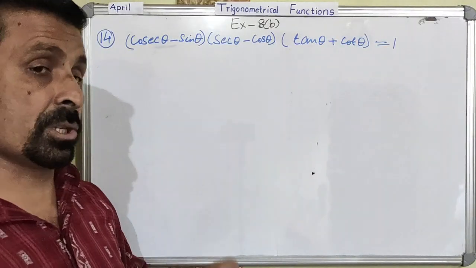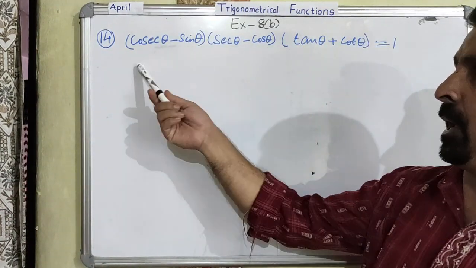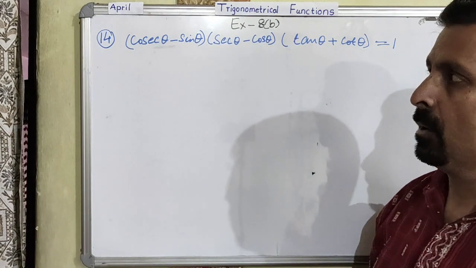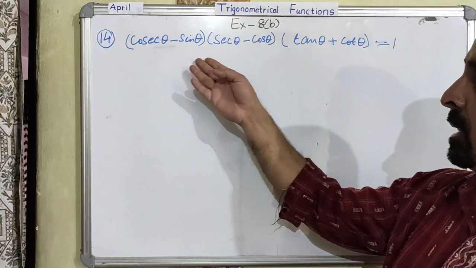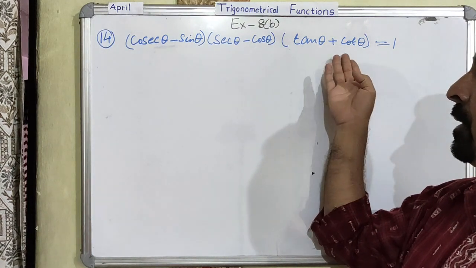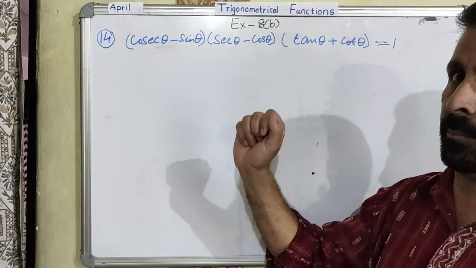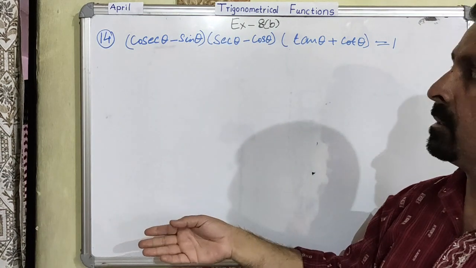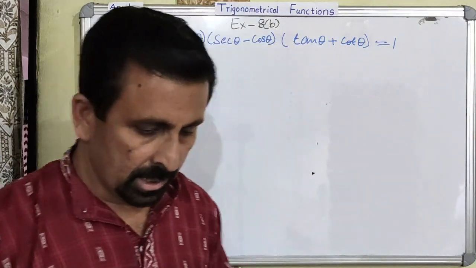Now the next question is question number 14. If you see this question number 14, we have such a lengthy left hand side and the right hand side is just 1, right? Obviously we have to start this question from the left hand side. But when we look at all these trigonometrical ratios, we understand that there is no identity for any one of these terms, right? Since we don't have any trigonometrical identity for any one of these terms, therefore we can try to solve this question by changing them into basic or fundamental trigonometrical ratios. Okay, so let us do this part.